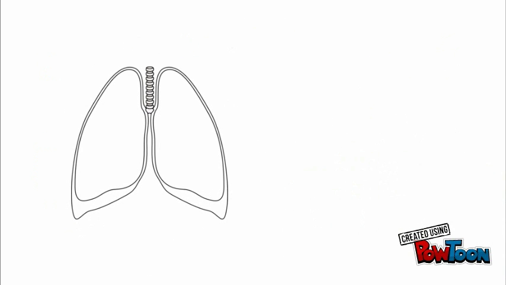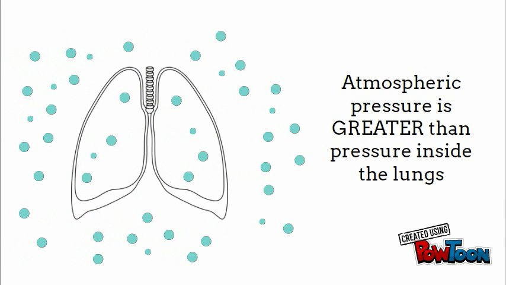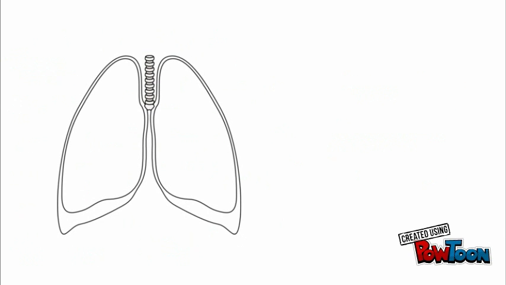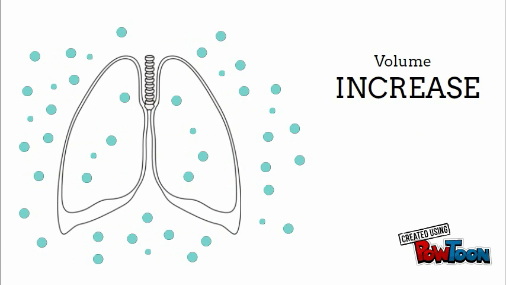During inhalation, air moves into the lungs when pressure is less than the atmospheric pressure. This is done by increasing the volume of the lungs, which can be explained by Boyle's law, where pressure and volume share an inversely proportional relationship. In this case, volume needs to increase for the pressure to decrease.